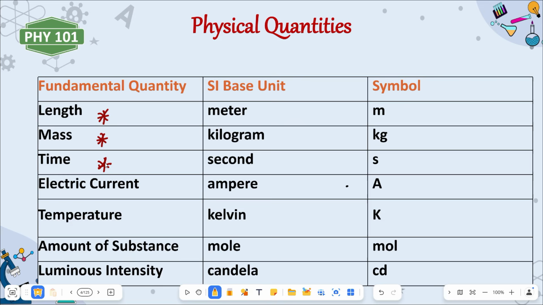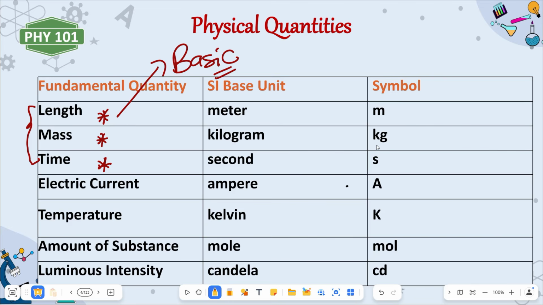Most likely, there is no derived quantity you will see that does not contain at least one of these three, which are length, mass, and time. So we call them the basic fundamental quantities. The SI unit for length is the meter, symbol m. The SI unit for mass is the kilogram, kg. The SI unit for time is the second, which is s.